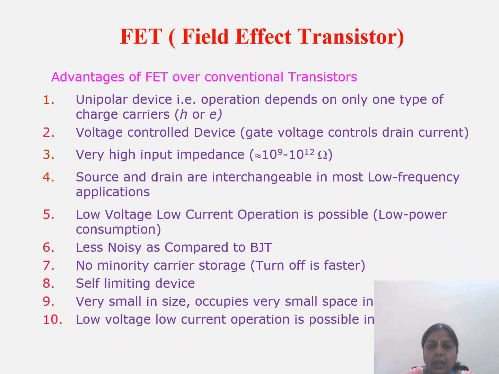The source and drain are interchangeable. Low voltage, low current operation is possible. Less noisy as compared to the BJT. No minority carrier storage, so the secondary breakdown problem does not occur in the field effect transistor. Compared to the bipolar junction transistor, the size is very small. It occupies very little space. Because of these features, it is suitable for integrated circuits.